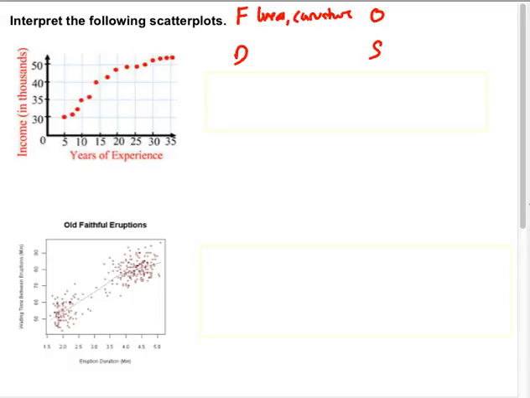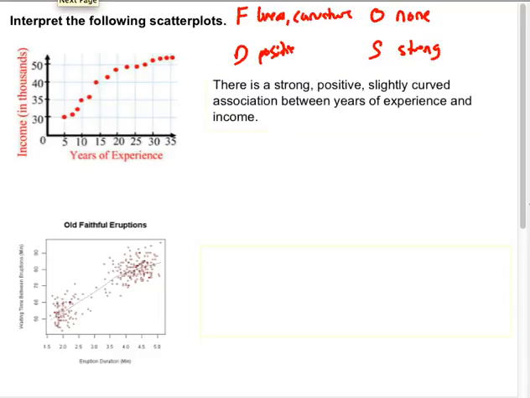Outliers, this time I'm definitely not noticing any definite outliers. Direction, still positive, and I'd say this is still a strong relationship. Okay, so once you have all of that, once you have your scratch work done, then I would write it out. There's a strong positive, slightly curved association between years of experience and income. Okay, so again, always using the format of that sentence structure.